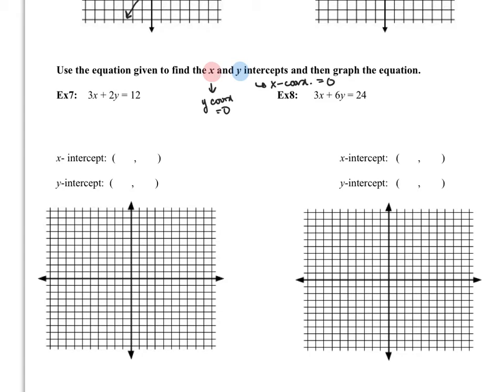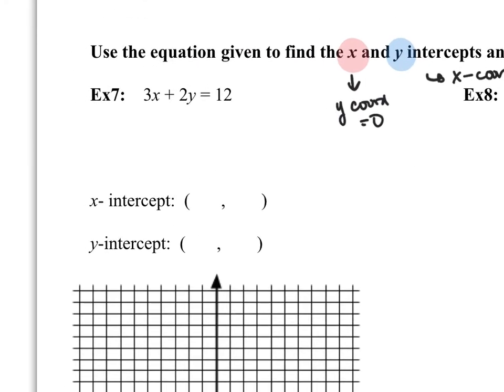So on my equation, 3x + 2y = 12, I'm going to start by finding my x-intercept. I'll leave a little space to do some work. When I'm finding an x-intercept, I know that the y-coordinate is 0. So in this equation, I could substitute a 0 in the place of y, and that would make this equation 3x + 2 times 0 = 12.